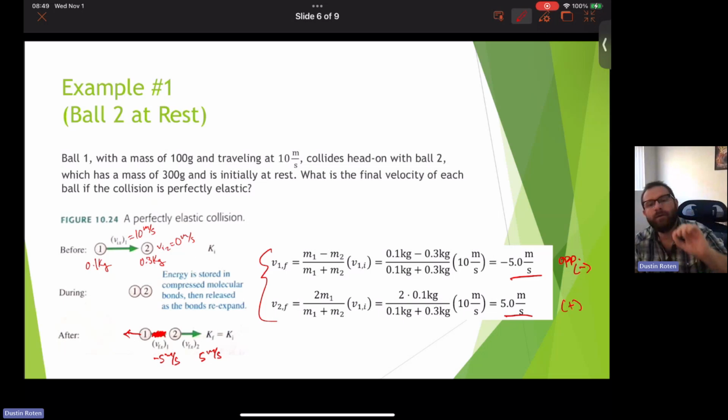Now, remember that the velocities will not always be equal and opposite. That's just what happened this time, okay? Sometimes you'll have two very different values of velocity. Sometimes in this situation, it just so happens that they're the same. That doesn't always happen, so be aware.